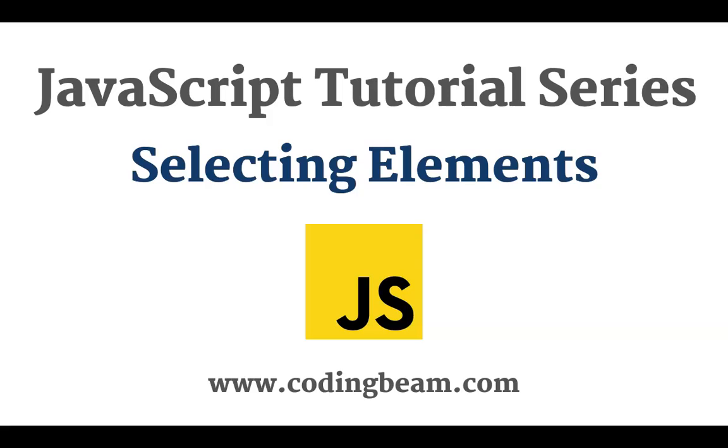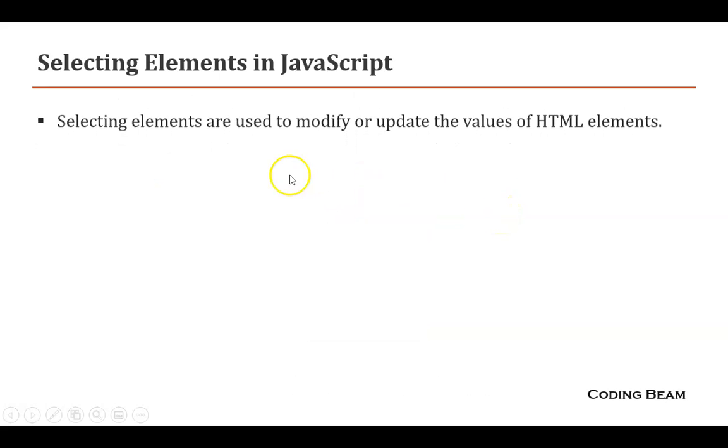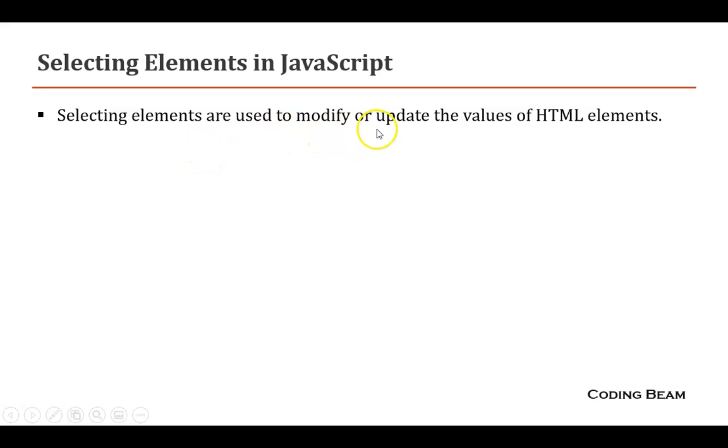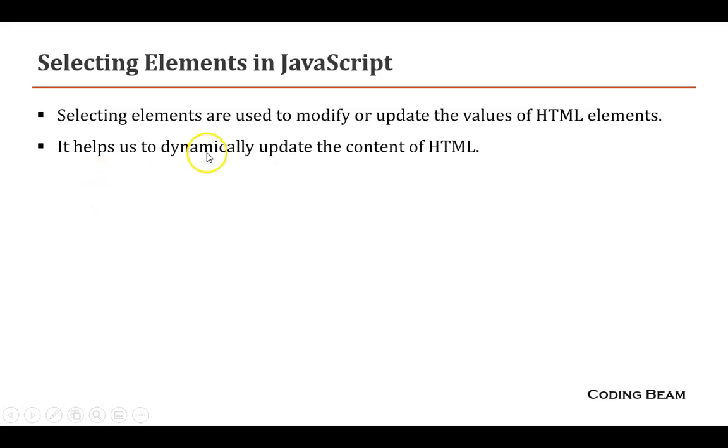So in this video we are going to learn about selecting elements in JavaScript. So what are selecting elements? Selecting elements are used to modify or update the values of HTML elements. It helps us dynamically update the content of the HTML, and as we know JavaScript is a dynamically typed language, so it will update the contents of some elements on the HTML page.